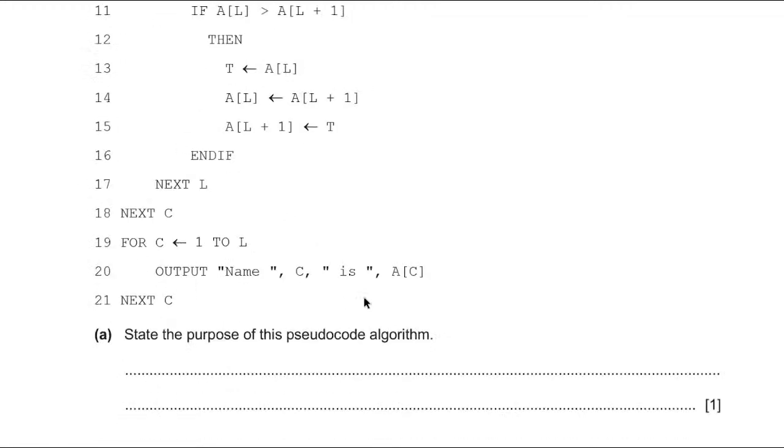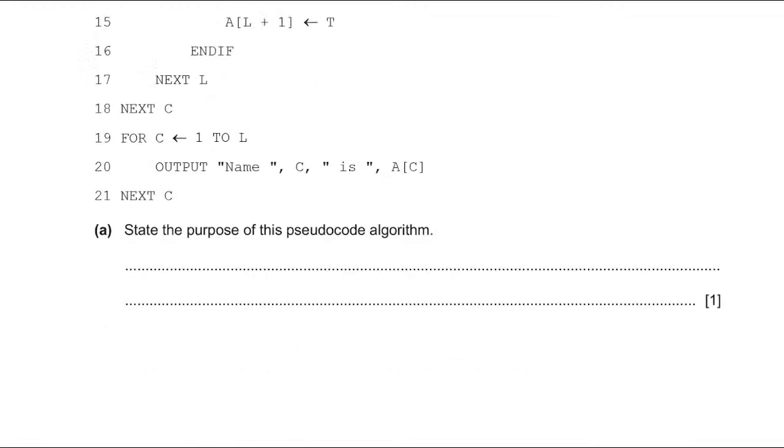And then finally they are outputting for count 1 to L means 1 to 10, output name. C is count, like name 1 is this, name 2 is this, name 3 is this, name 4 is this. So it is basically going to print all 10 names together.